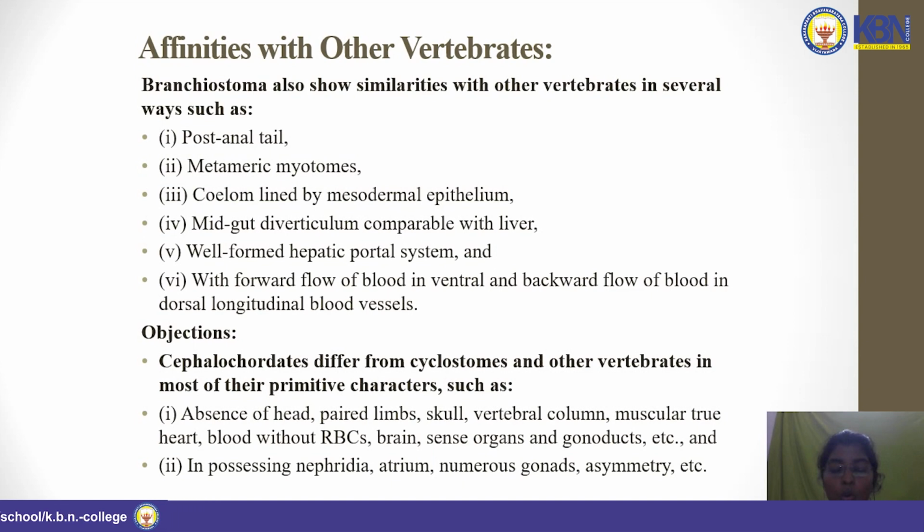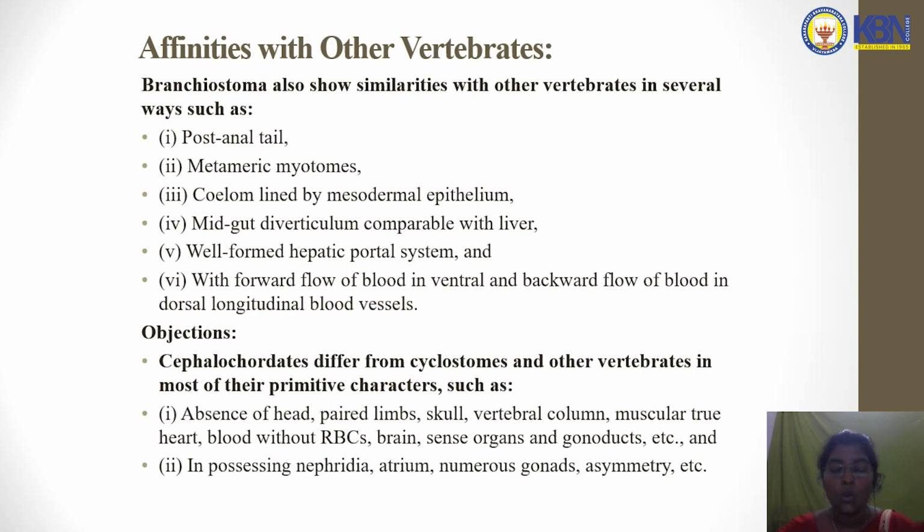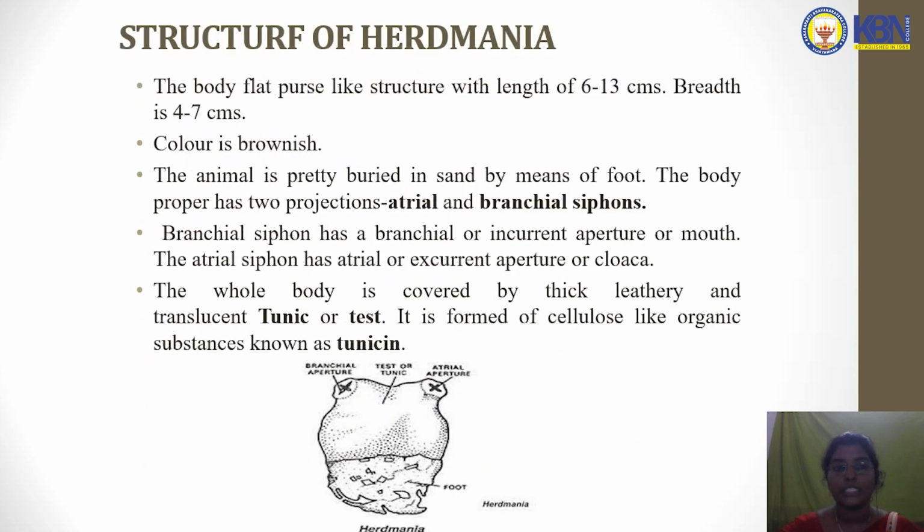And its objections are: Cephalochordates differ from cyclostomes and other vertebrates in most of their primitive characters such as absence of head, paired limbs, skull, vertebral column, muscular true heart, blood without RBCs, brain, sense organs and gonads, etc., and in possessing nephridia, atrium, numerous glands, asymmetry, etc.